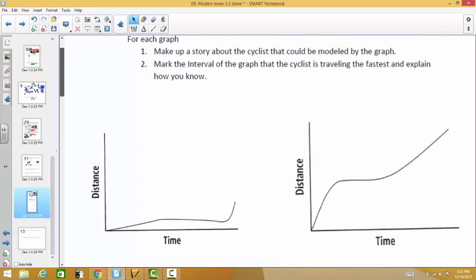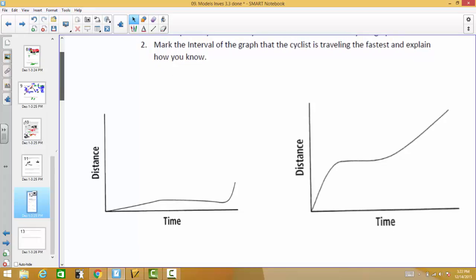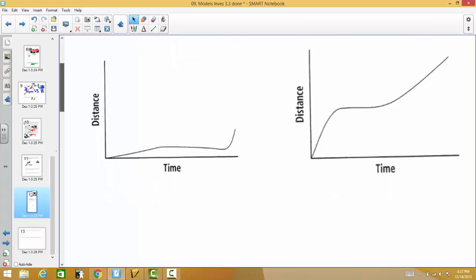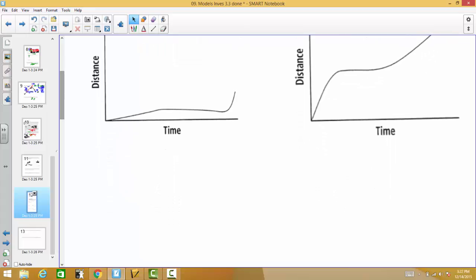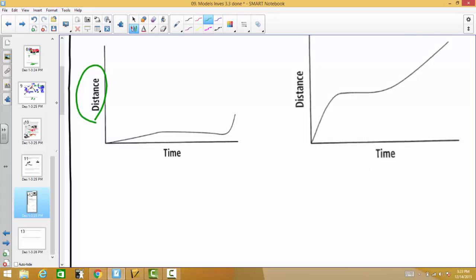So we're going to make up a story about a cyclist that could be modeled by the graphs, and then we're going to show where they're traveling the fastest and explain how you know. Question is with distance. So as you can see from here to here, the distance is constantly increasing. So this part, the person is biking at a steady pace, or cycling.